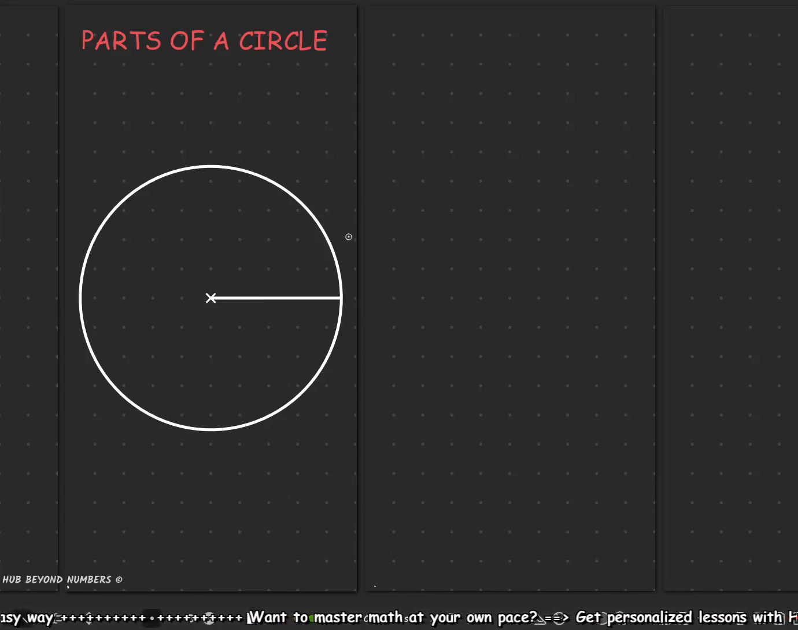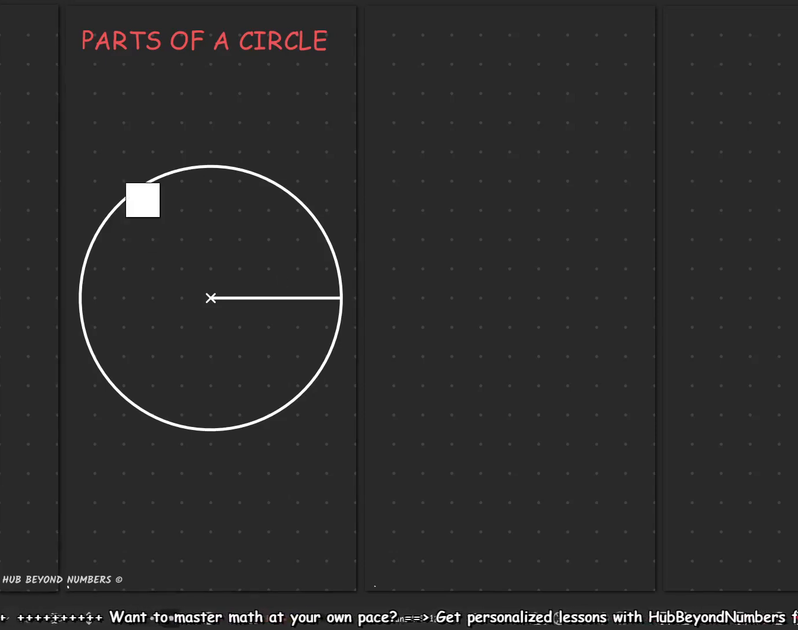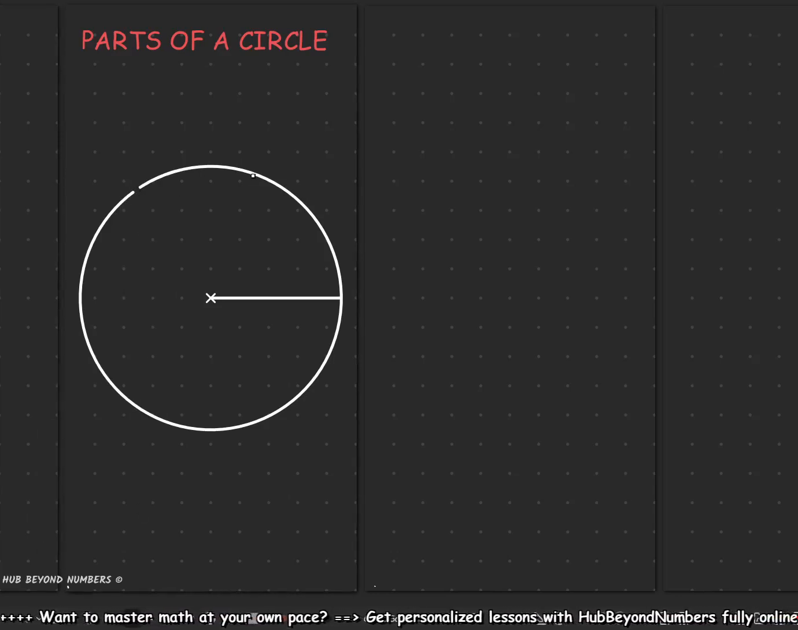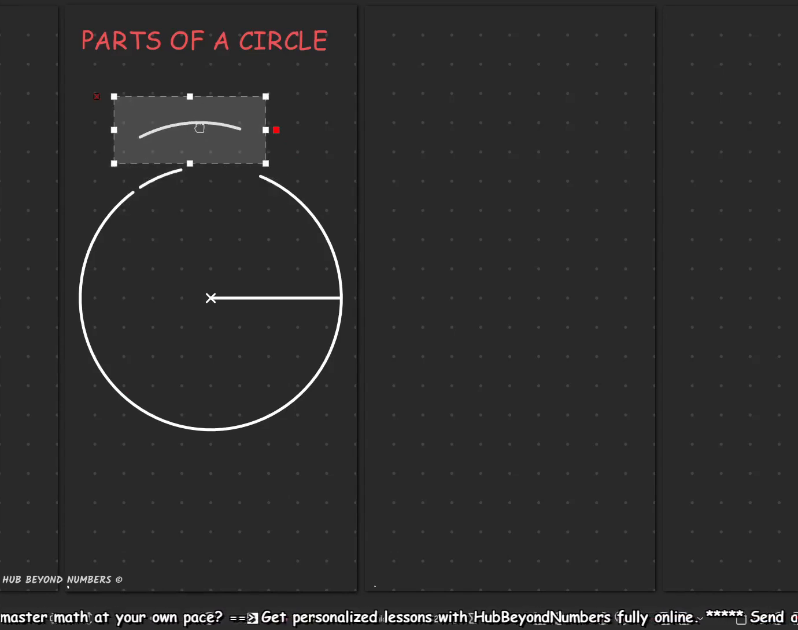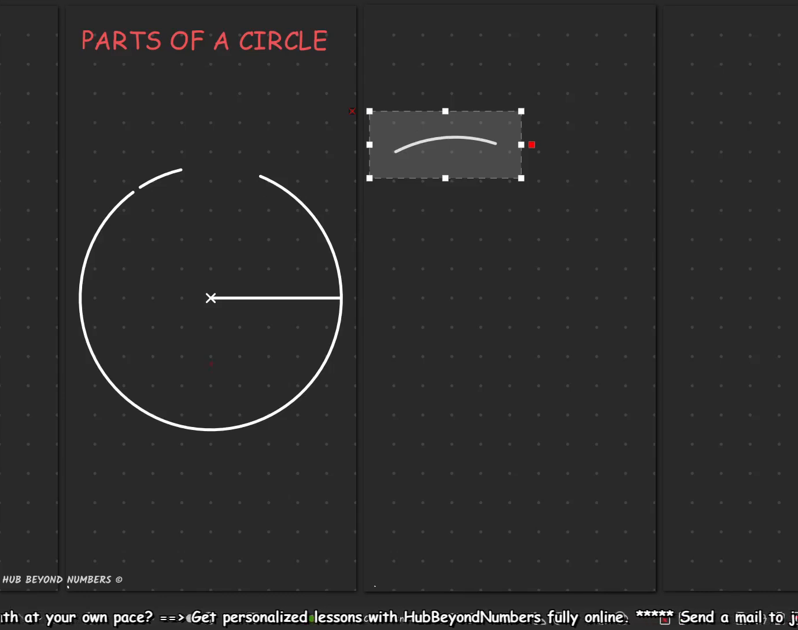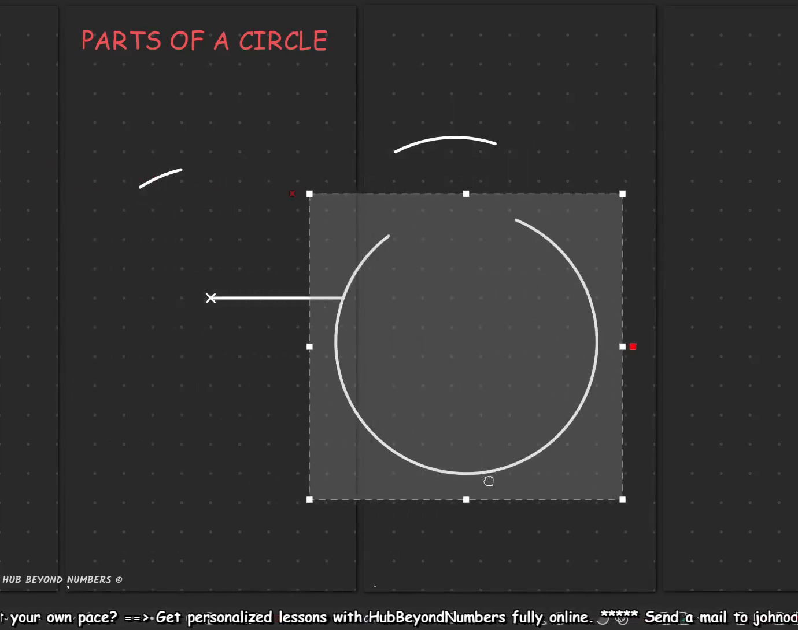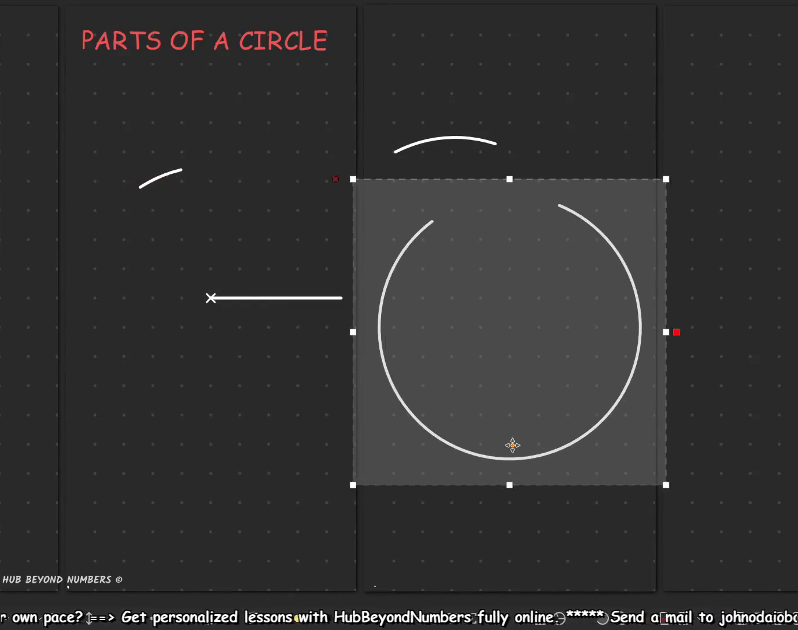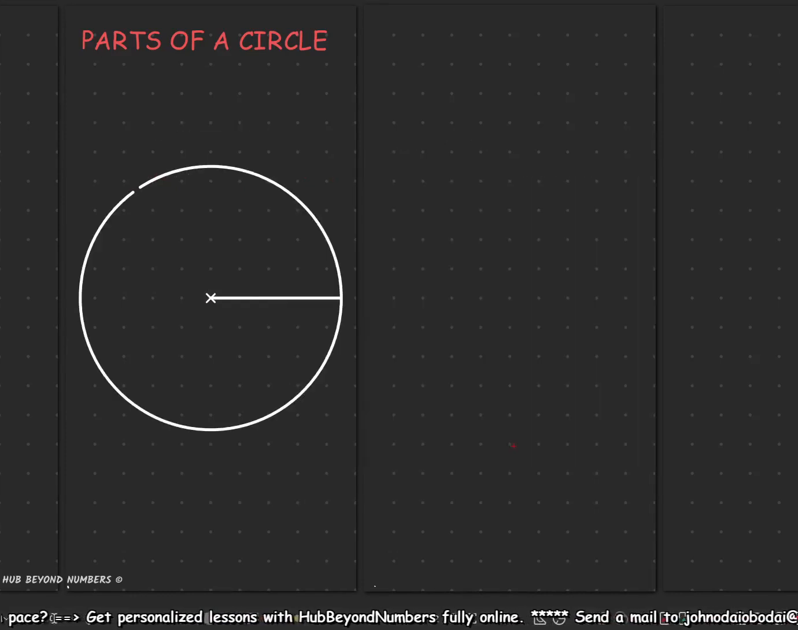Now, we have spoken about the circumference. If I take just a part of the circumference, so let me clean and then take just a very, very small part. I'm taking here and here. This over here becomes an arc. You see, this here becomes an arc. This over here also becomes an arc. So that is how they are.